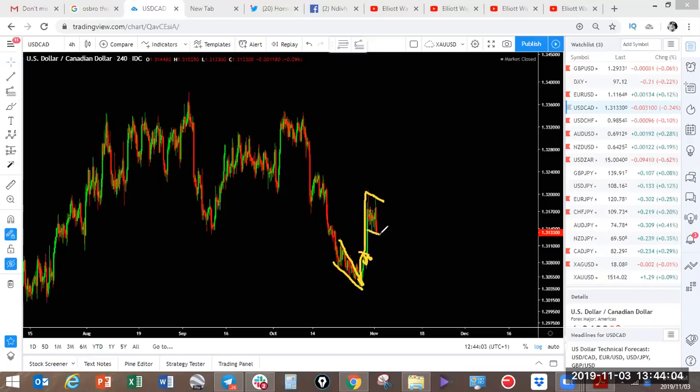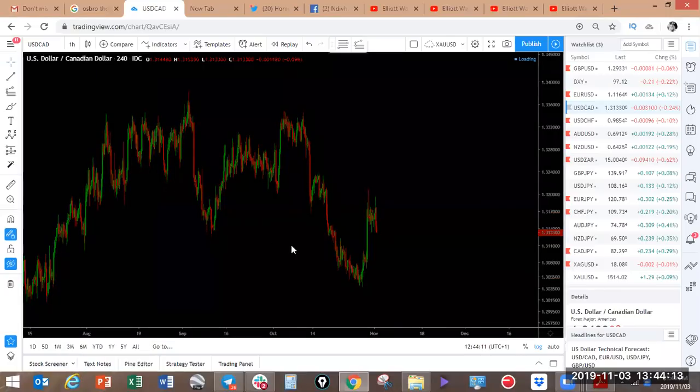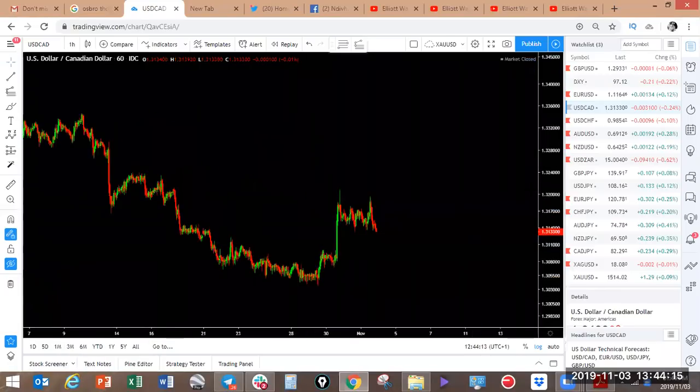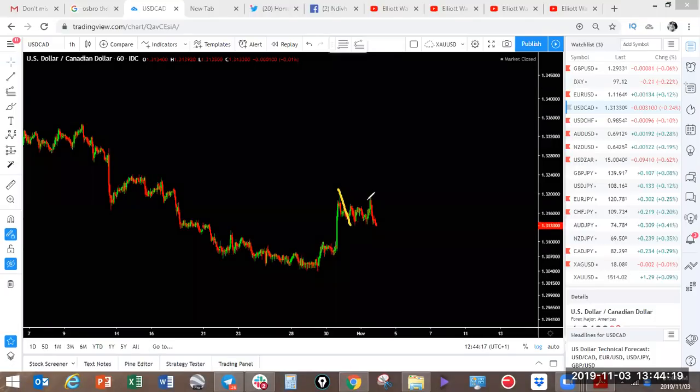Now you're looking at this corrective structure. Is this the corrective structure? Are we going to get one more up? Let's have a look in the lower degree. Let's go to the 1 hour and see what we're getting there. Now on the 1 hour, it looks like we've got a clear 3 back, 3 up, and an impulsive move to the downside. And that tells you that this is an ABC move, a single flat correction. Can this one then continue higher like that?